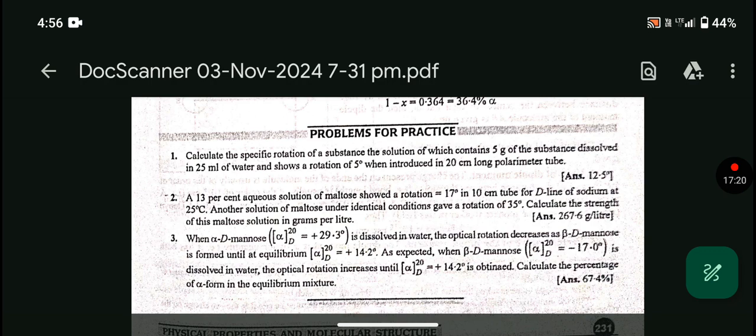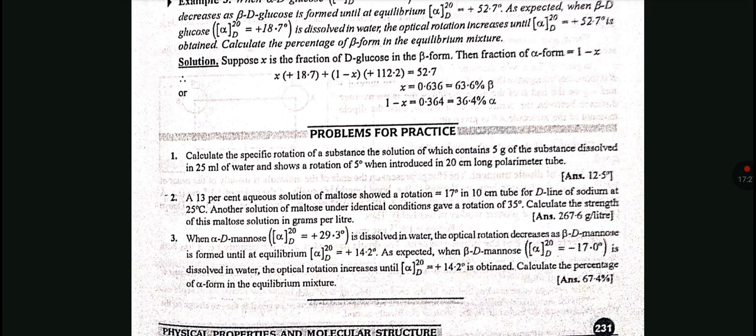A 13% aqueous solution of maltose shows a rotation of 17 degree in a 10 cm tube, D line of sodium at 25 degrees Celsius. Another solution of maltose under identical conditions has a rotation of 35 degree. Calculate the strength of this maltose solution in gram per liter.